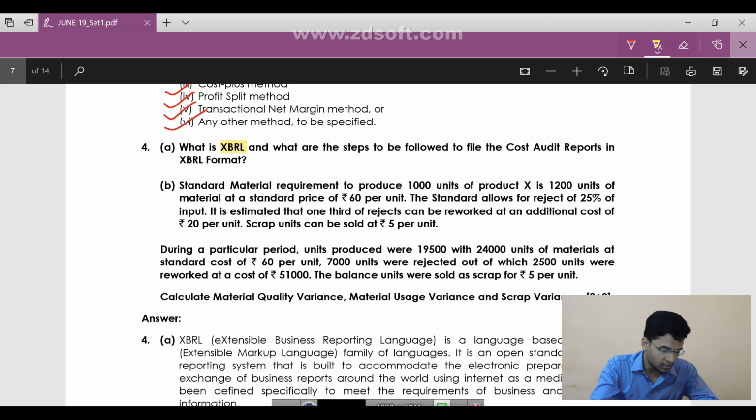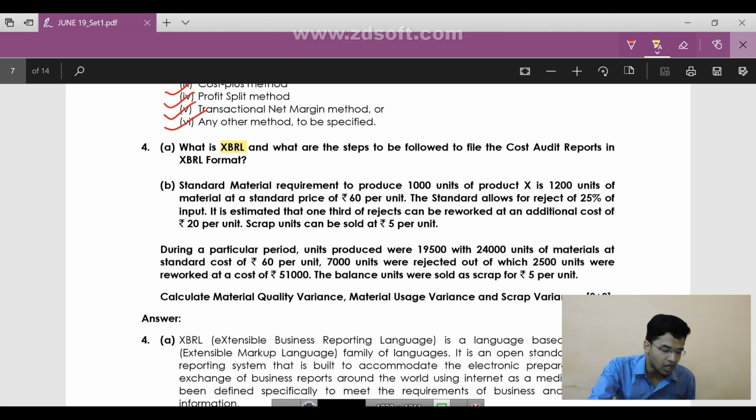Next is a question on standard material mix and variances. We have done simple variances in our subject, guys. We have not done, and it is not in our course, the complex variances like material quality variance and such variances. This is not there in our syllabus, although still let us quickly go through what this question is and how it will be solved if it comes in the examination.